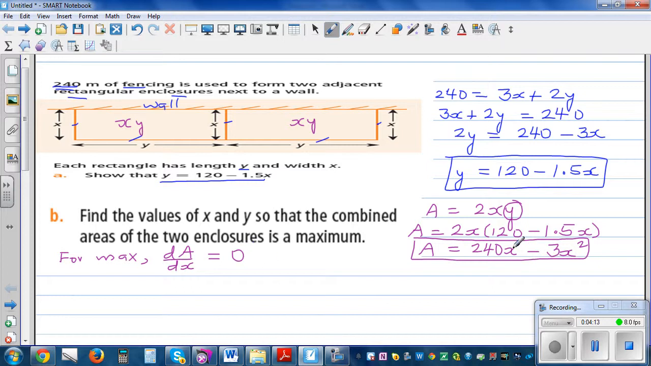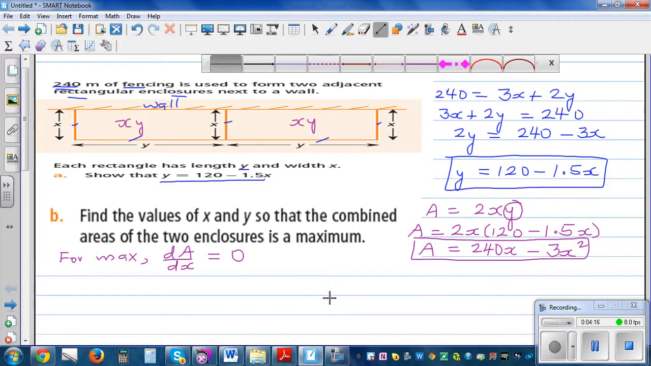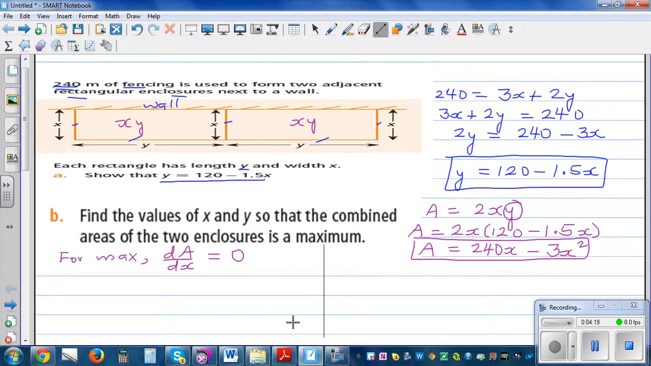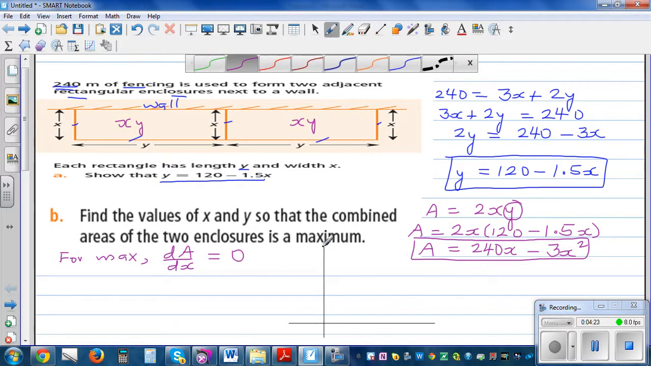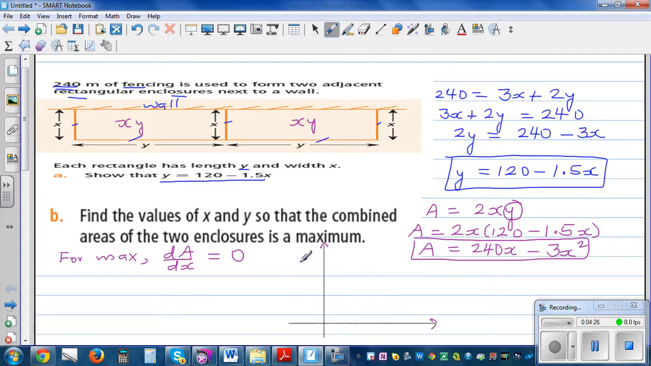Or if you think logically, this is an upside down parabola. Let me explain graphically also. You should have a good understanding of graphs. So this is area, A for area, and X for the width. The parabola is going to look somewhat like this. I know it's going to pass through X, 0. And somewhere here at this point, the dA by dx, or the gradient function, at that point is going to be 0. That's a simple idea. At this point, you get the maximum area.